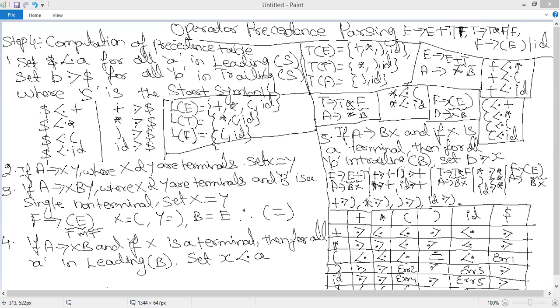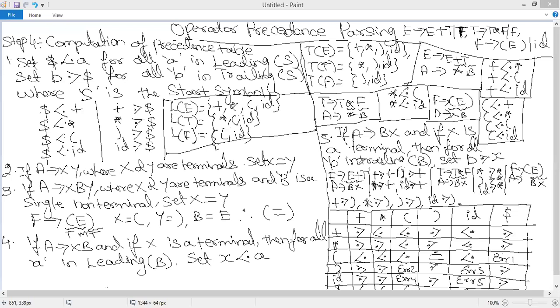Okay. So now the fourth rule has been completed and we have evaluated the fourth rule for all our production rules. Now the fifth rule is: if A tends to BX and if X is a terminal, then for all A in trailing of B. So now you see here, X is the terminal that is present on the right hand side. We have seen in the computation of trailing itself, when the terminal comes at the right end, that is trailing. So we have to identify trailing of B. Inside the trailing of B, we will have the collection of terminals.